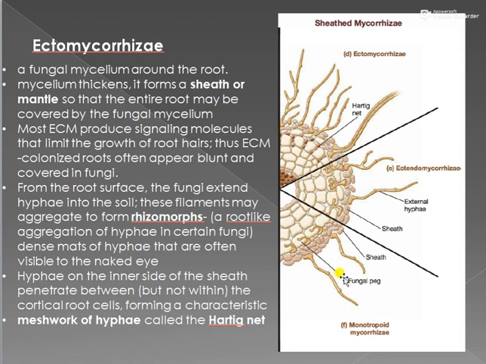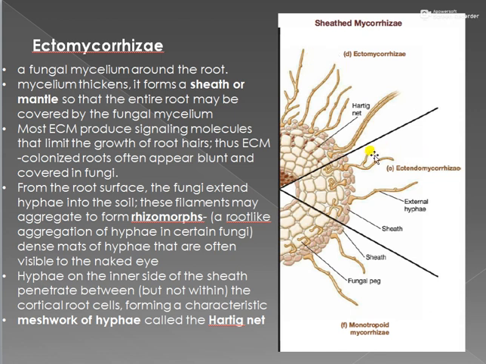Most of the ectomycorrhiza produce signaling molecules, and as a result, the growth of the root will be inhibited, or it will be limited, and the ectomycorrhiza will be associated with the roots. The mycorrhiza in fact will serve as a better root-like network in the case of plants. Now, from the root surface, the fungi extend hyphae into the soil, and sometimes in the soil they will form filament-like, root-like structures called rhizomorphs.